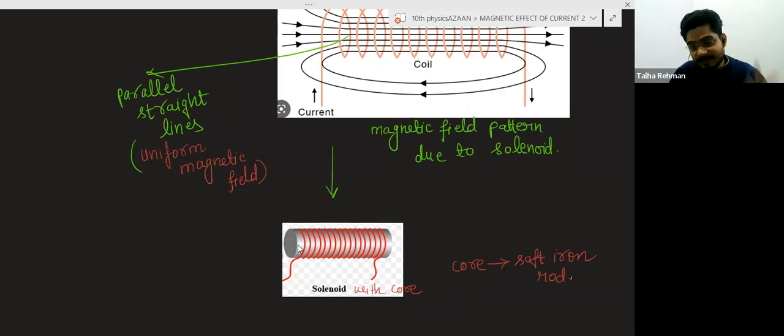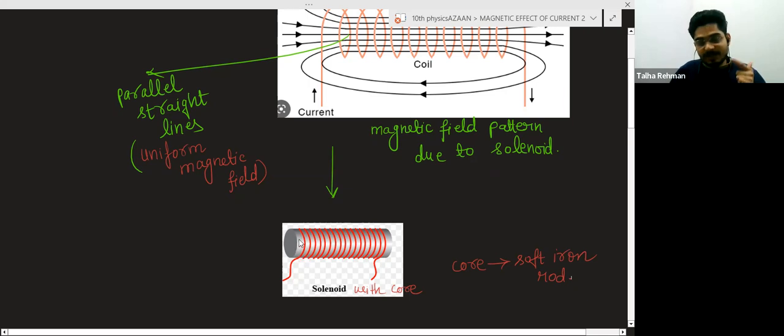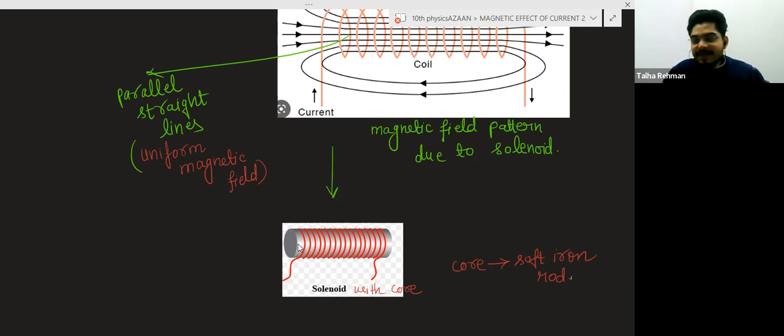But if you take steel, what will happen? Suppose this is the steel. If you take the steel rod as core, then in that case demagnetization is not easy. And if demagnetization is not easy, it cannot be used for an electromagnet. That cannot be used for a solenoid.